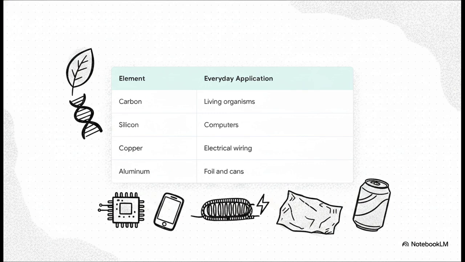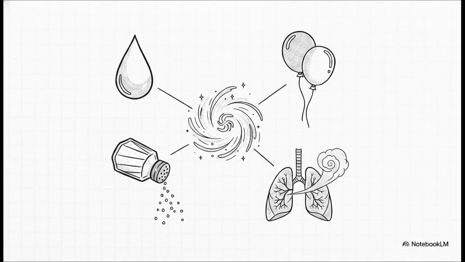Copper makes up the electrical wiring that's running through your walls right now. Aluminum gives us our everyday foil in soda cans. You see, it's not just some abstract science concept. These pure elements are the literal, physical materials of human civilization. And it gets even crazier when you see what happens when we start combining them.